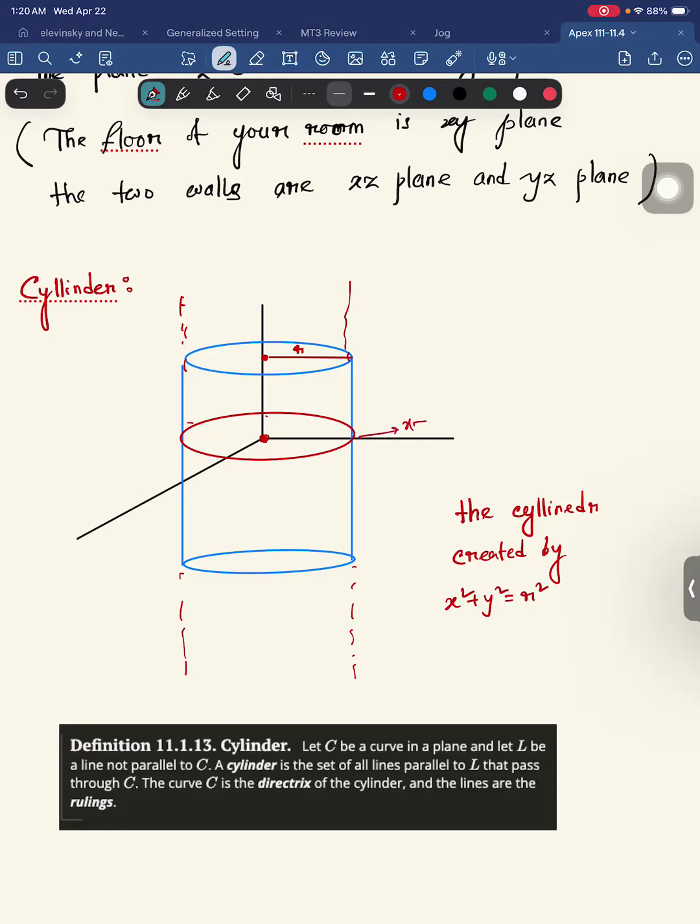This is x square plus y square equals r square, but z equals 0. This is x square plus y square equals r square, but maybe z equals z0 or z equals 2. Okay, so try to imagine it in this way.